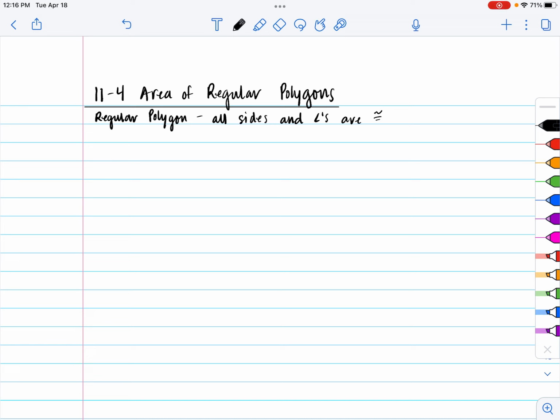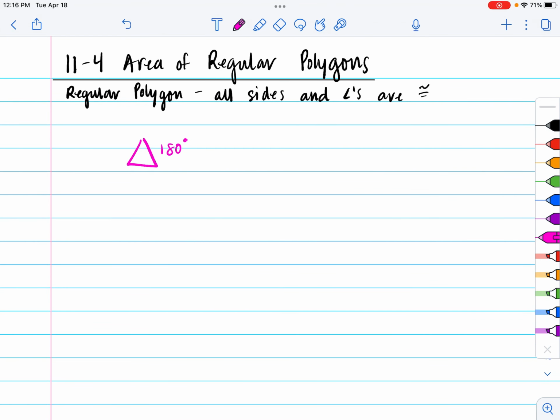And if you have a regular polygon, you could actually solve for the sum of the interior angles. And we had a formula for that. For instance, we know a triangle is 180 degrees. We should know that. But we use the formula for the sum of the interior angles.